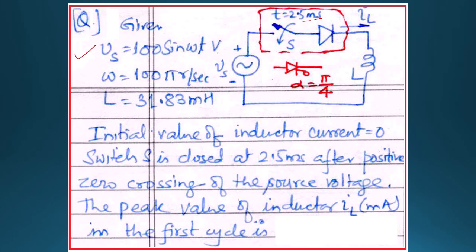Vs is equal to 100 sin omega t volts, omega is equal to 100 pi radian per second, and L is equal to 31.83 millihenry. This is given in the question. Now the question is, the initial value of the inductor current is 0. The switch is closed at 2.5 millisecond after the positive zero crossing of the source voltage, as I just told you. Now the peak value of the inductor current IL you have to calculate, means you have to calculate the value of the load current, or you can say the inductor current, after 2.5 millisecond.